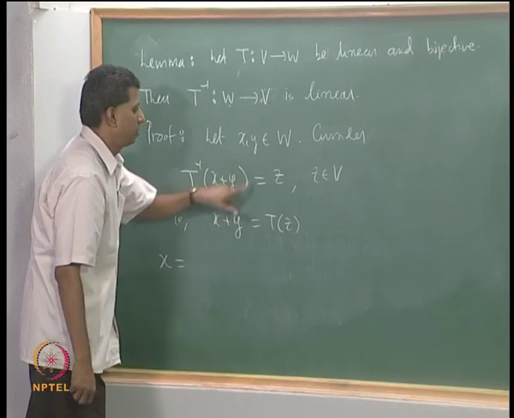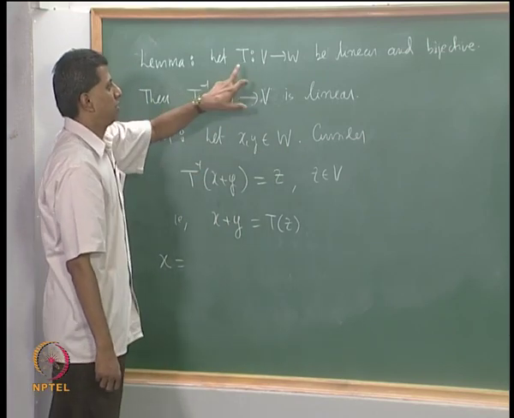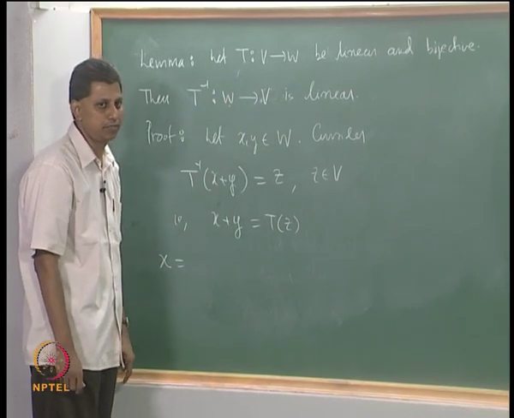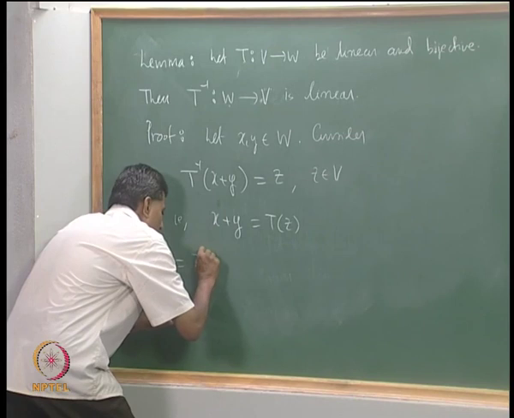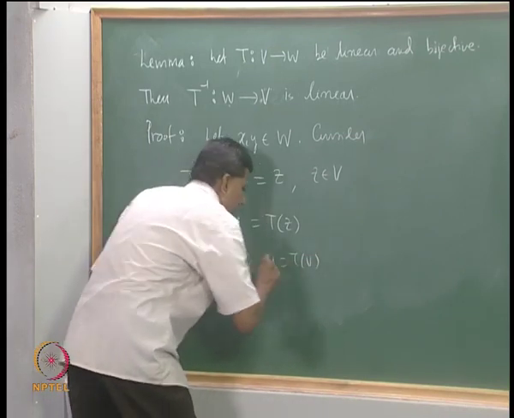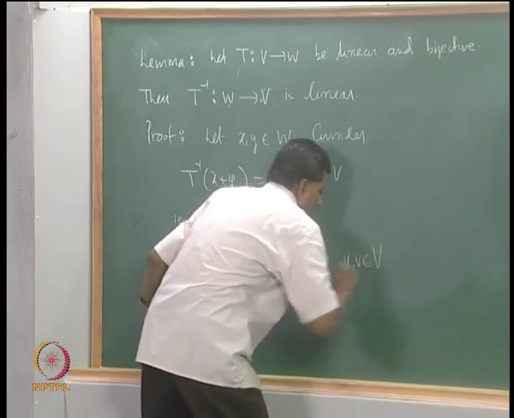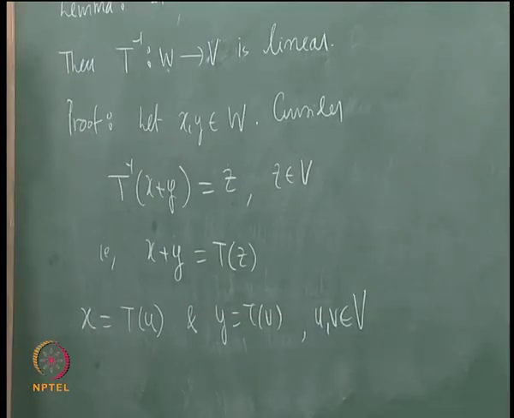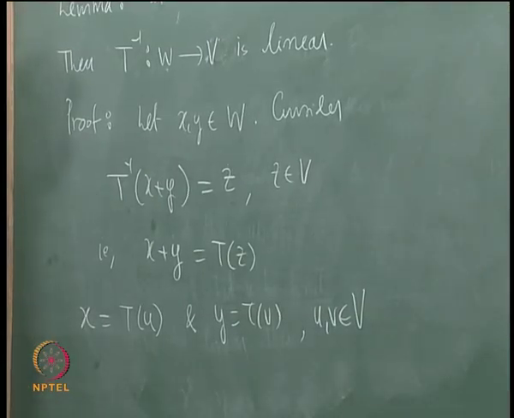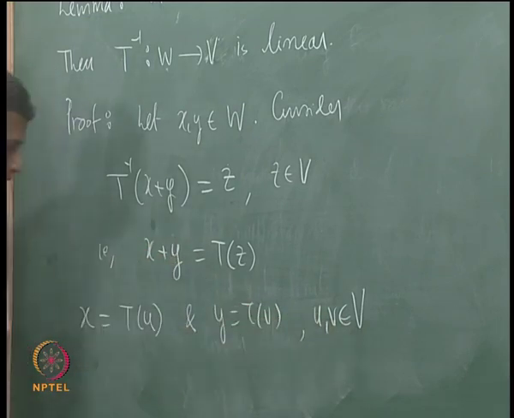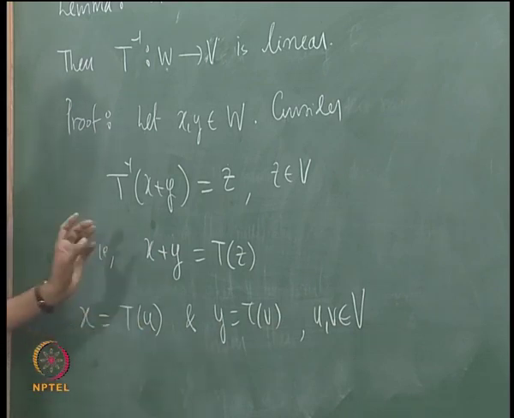x and y come from W, and I know that T from V to W is bijective. So each of these must have a preimage. x is equal to T of u and y equals T of v for u, v in capital V. In fact, these must be unique. You can verify that. If T is bijective, then the preimages must also be unique. Okay. In any case, we have u and v from V, such that x is Tu, y is Tv. Go back, substitute, use injectivity of T.